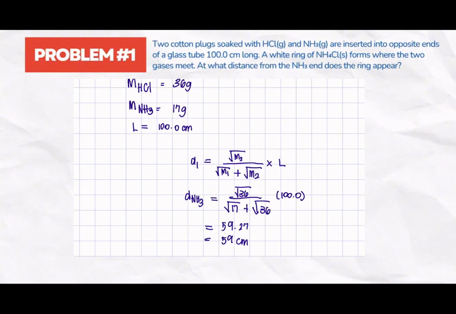And you can calculate the HCl end by subtracting from our length. If the length of our glass tube is 100.0, you subtract 59, and that will give you 41 cm.